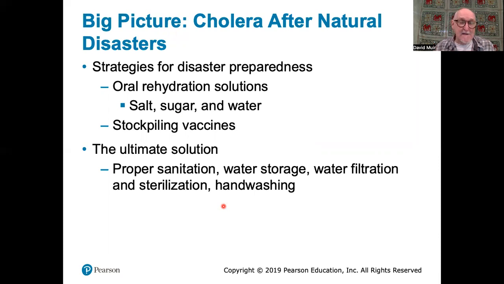There is a vaccine. The vaccine is not a particularly good one, but it is good enough. It is a relatively short-acting vaccine, but it's good enough under epidemic conditions to protect many people, at least for long enough until the epidemic passes. But proper sanitation is the key to the limitation of cholera as a disease-causing organism.